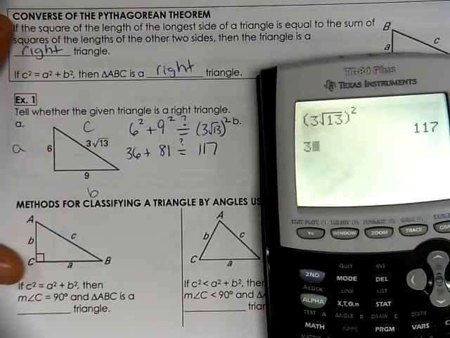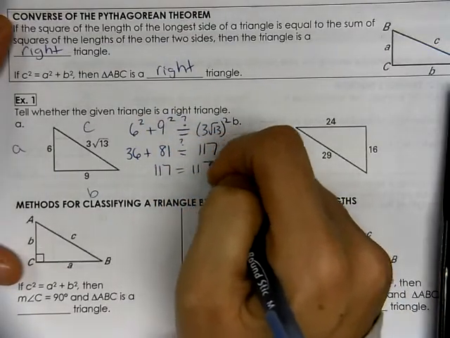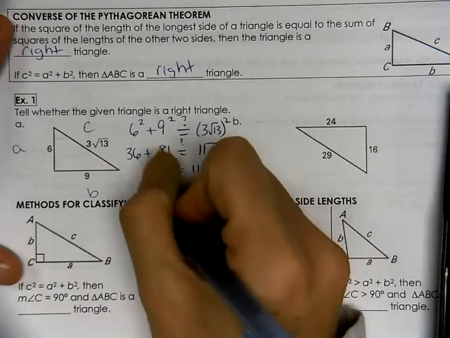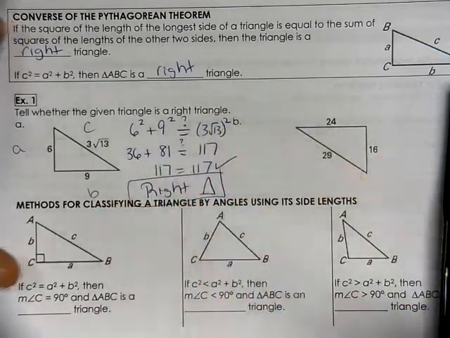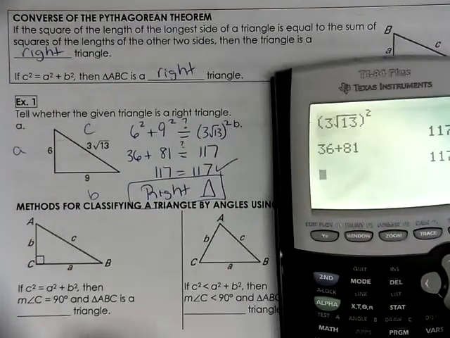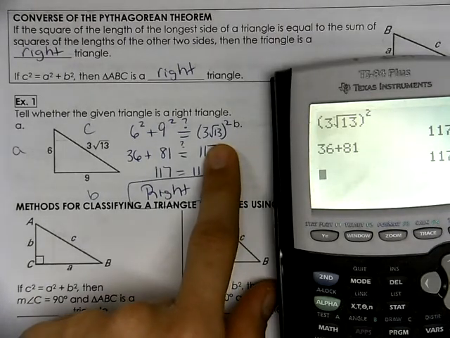And then we're going to check, is 36 plus 81 117? 117 is equal to 117. So yes, this is a right triangle. Okay, so the biggest part of this problem, when you see it on the quiz next Tuesday, is putting that in the calculator, right? But we'll try and do plenty of examples.